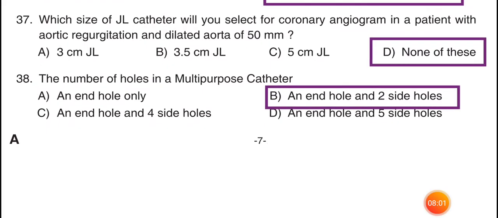37. Which size of JL catheter will you select for coronary angiogram in a patient with aortic regurgitation and dilated aorta of 50 mm? Options: 3 cm JL, 3.5 cm JL, 5 cm JL, none of these.